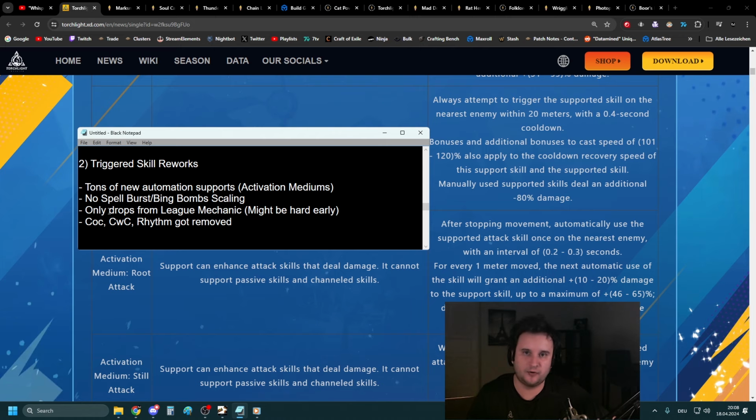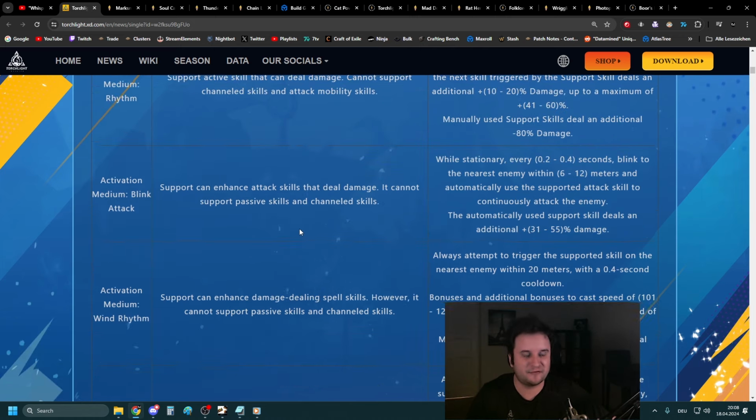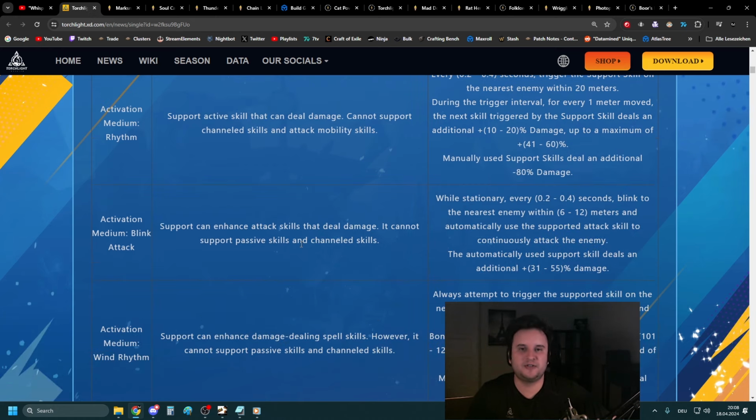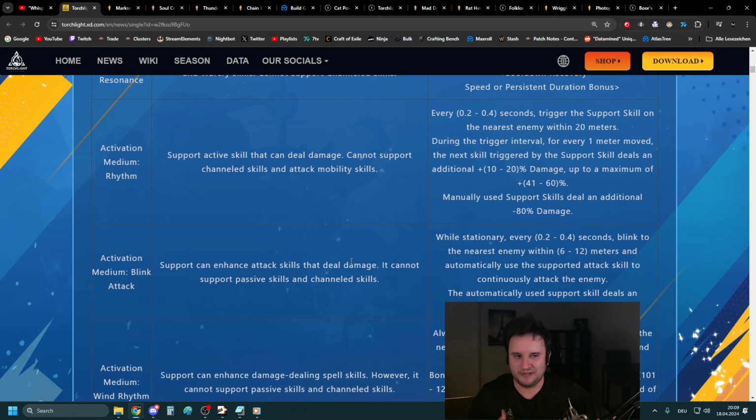As far as we know, these also only drop from the league mechanic, and we don't know how rare they are and if they're weighted, because some of these definitely look stronger than some of the others. So this might just be something for endgame, not something you have from the get-go. That being said, I'm a little worried about these.